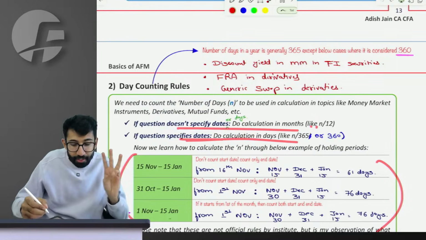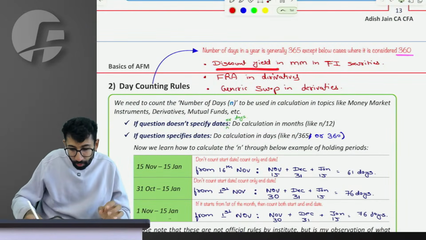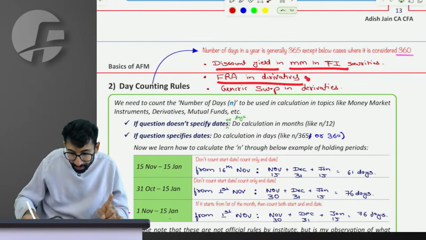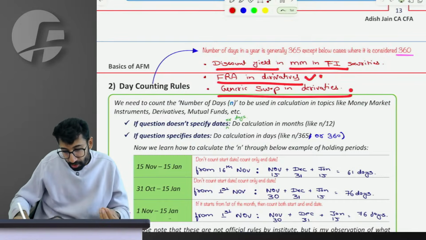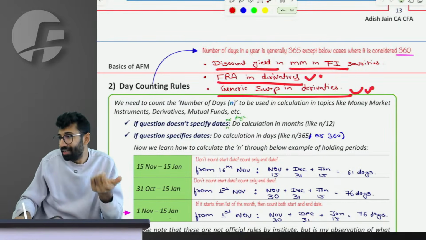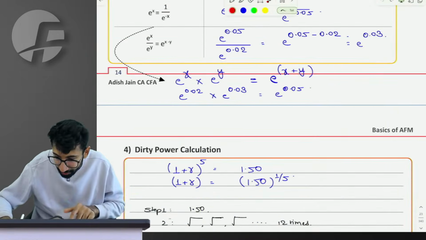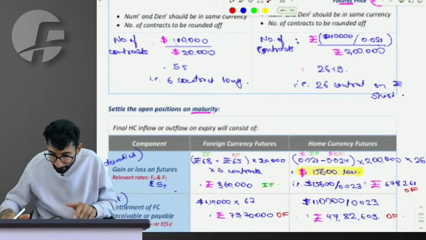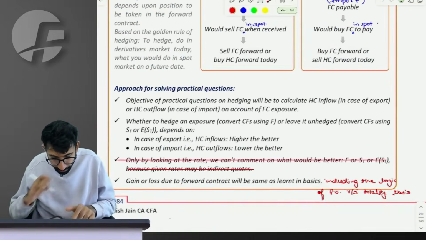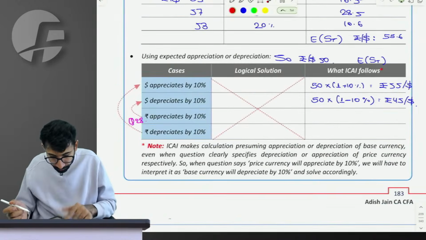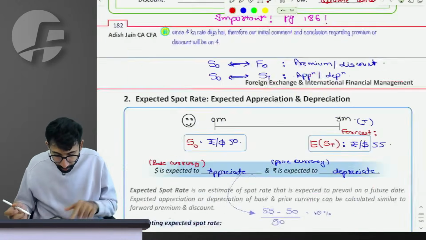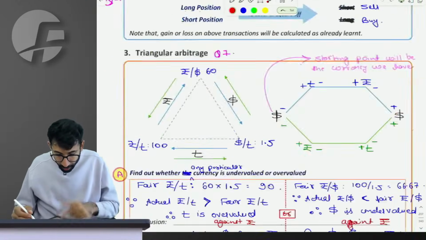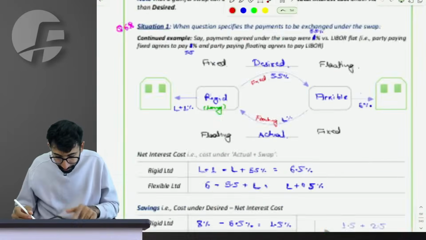Sir, in 3 places you take 360: discount yield, money market, fixed income security, FRA in derivatives, and generic swap in derivatives, as we'll read in this lecture. Perfect. So taking you back to the discussion on FRA. Where is my discussion on FRA? Forward rate agreement. Here it is.